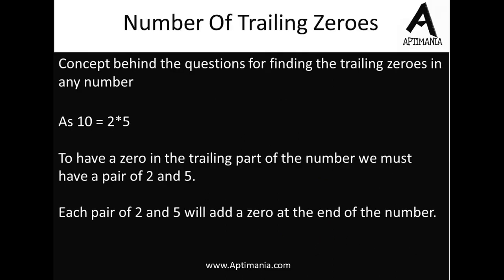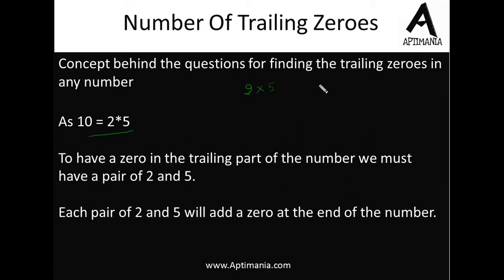So, what is the concept behind finding the number of trailing zeros? For having any trailing zero in any number, we must have a pair of 2 and 5. Why? Because the prime factors of 10 are 2 and 5. So, whenever we have a pair of 2 and 5, we'll get a 0 at the end of the number.